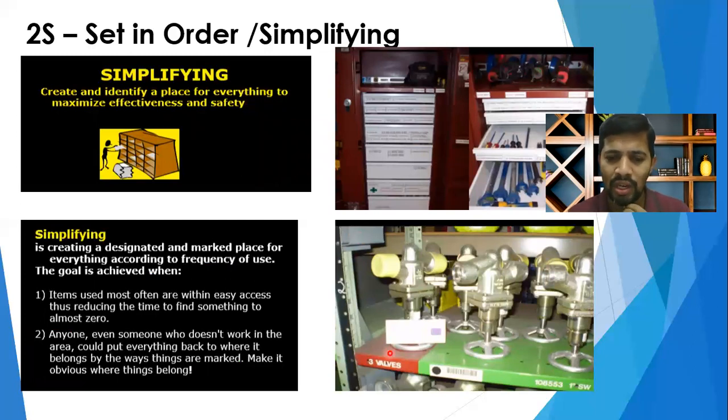For example, you have a 3 wall, you have 4 wall, you have all of these things, right? So we can just have a sticker in such a way that it is easily identifiable. So let's go back here. Simplifying is creating a designated and marked place for everything according to the frequency of use. Why frequency of use? For example, first aid we need to access in an emergency, so we have to keep it in the front, right? For some files we are not using for long, once in a year, once in 3 months, once in an audit, we can keep them separately.